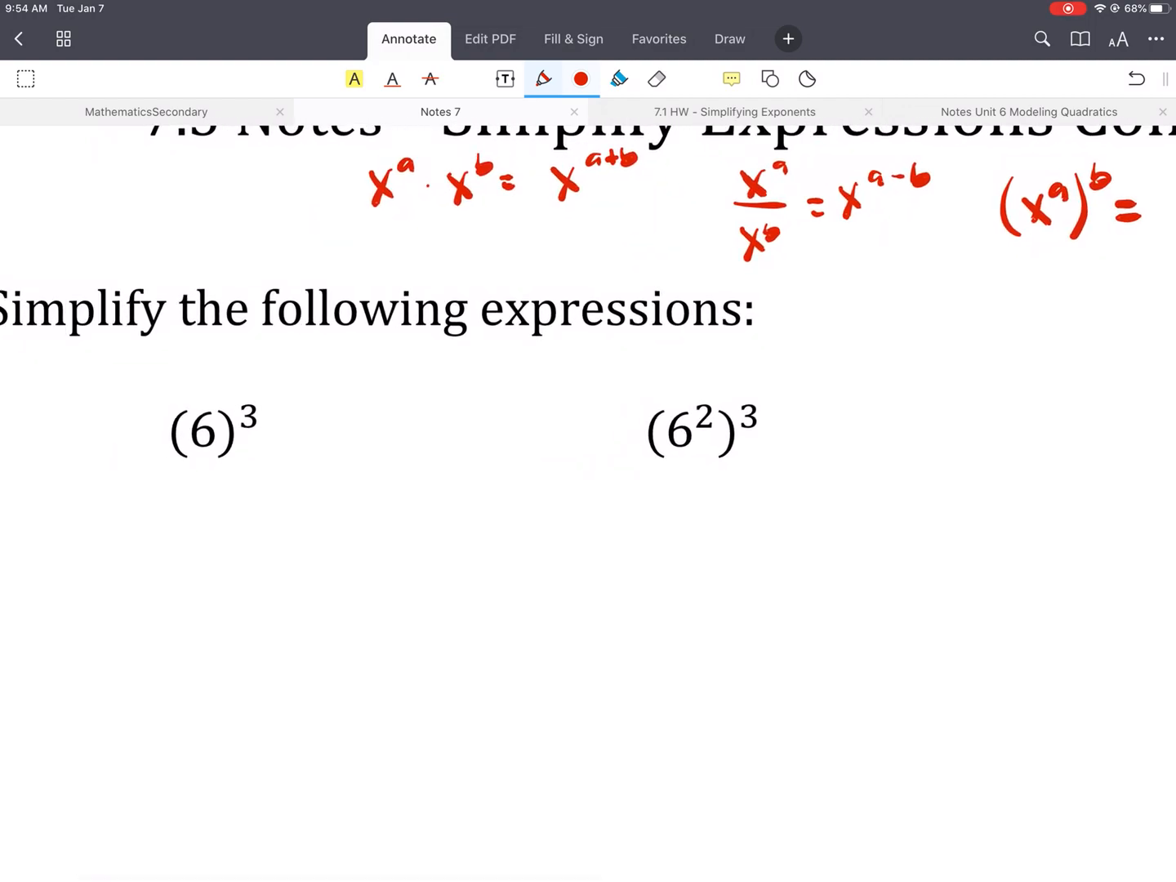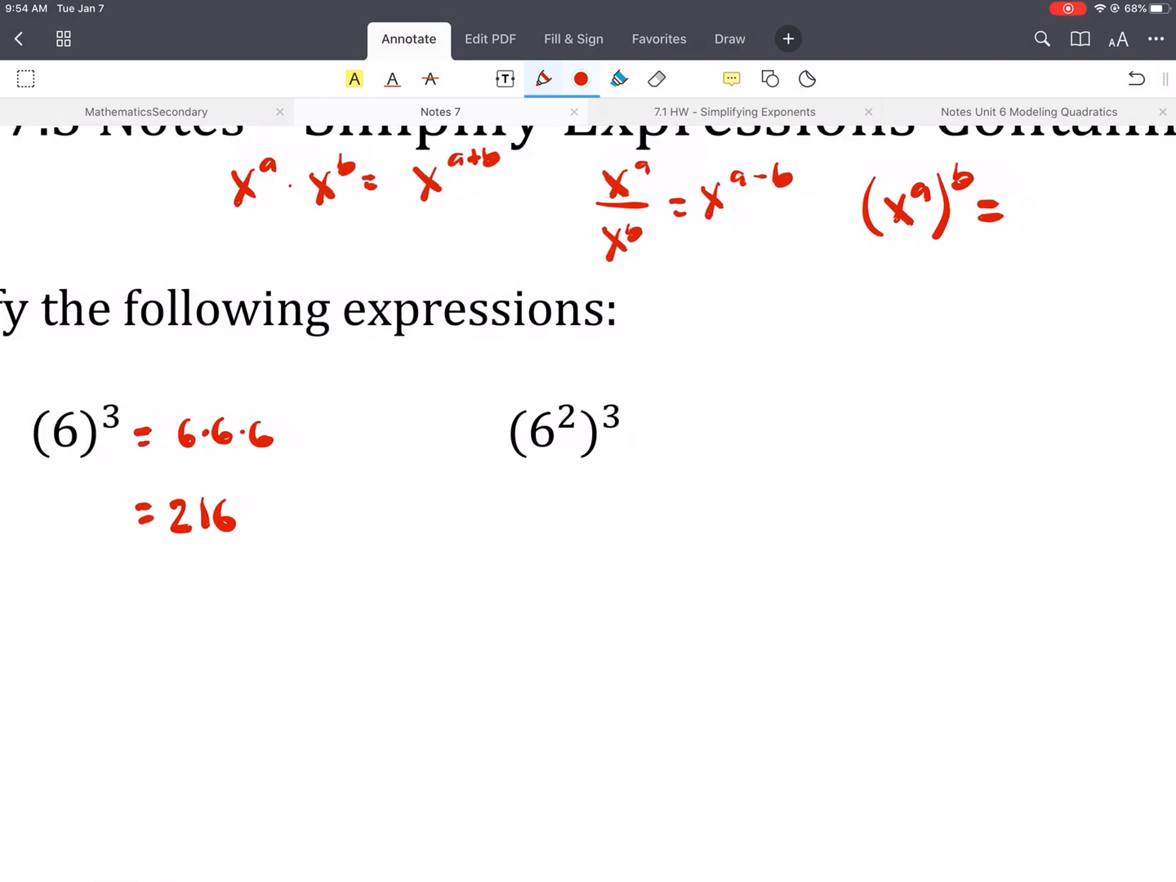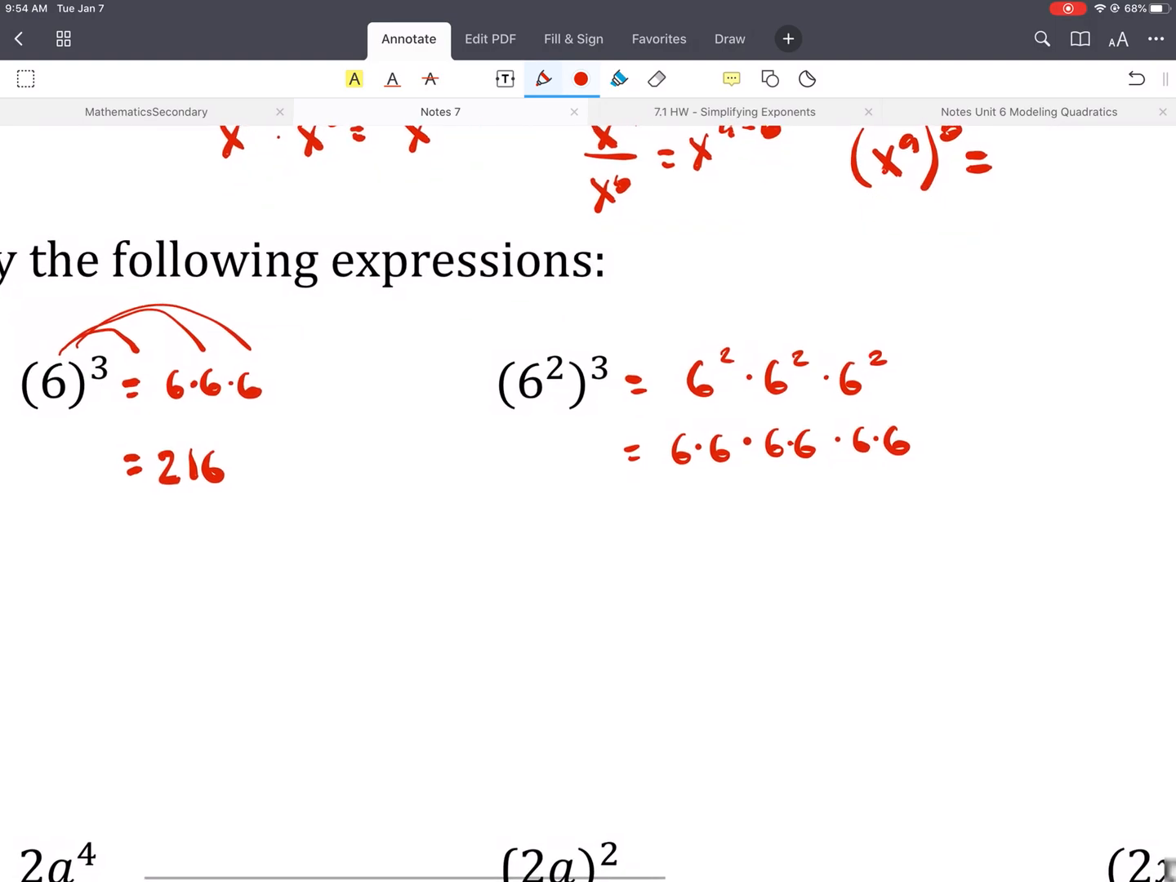So 6 to the third, well, we could write that as 6 times 6 times 6, which ends up giving us 216. But now let's look at one where we have a power inside of a power. Here what we did is we multiplied what's inside twice. So we could rewrite this as 6 squared times 6 squared times 6 squared. Well, that's just the same thing as 6 times 6, and that ends up giving us 6 to the 6th.